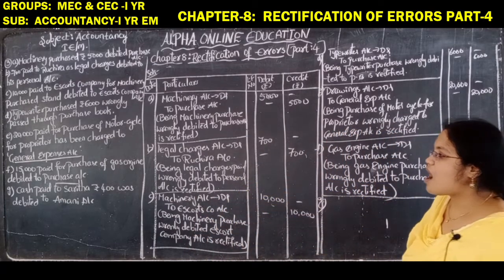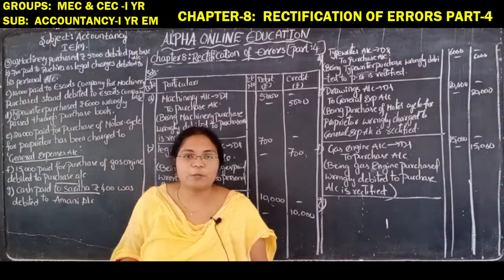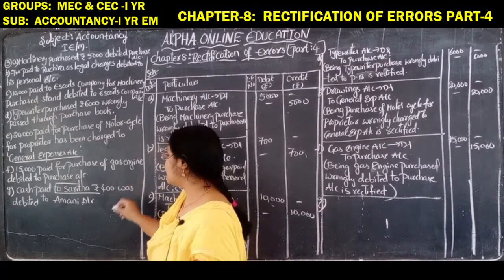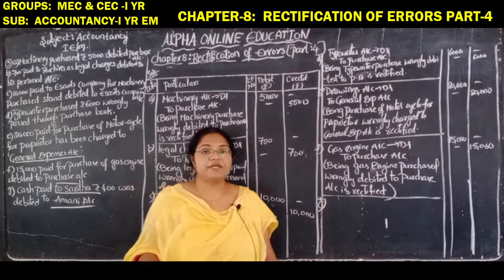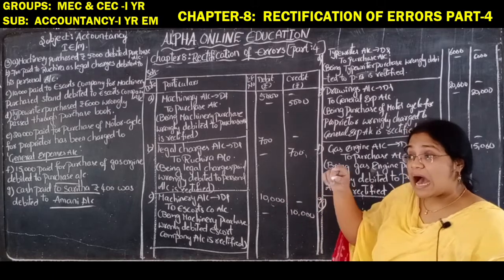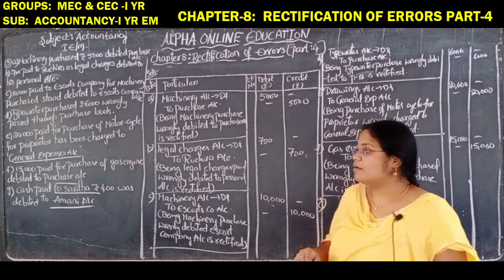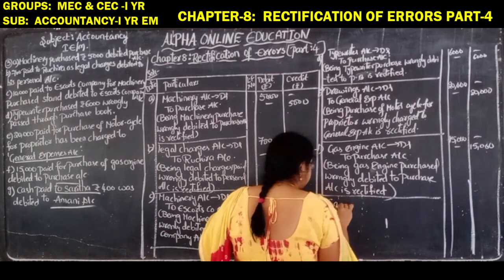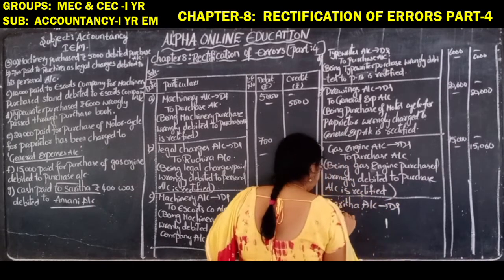Cash paid to Sarita. How much is it? 400 rupees. So what will be the entry? Sarita account debit to cash account, but it was debited to Amanya account. So what they have written is Amanya account debit to cash account. That's why they debited the Amanya account. So now we will credit it by writing Sarita account debit to Amanya account.